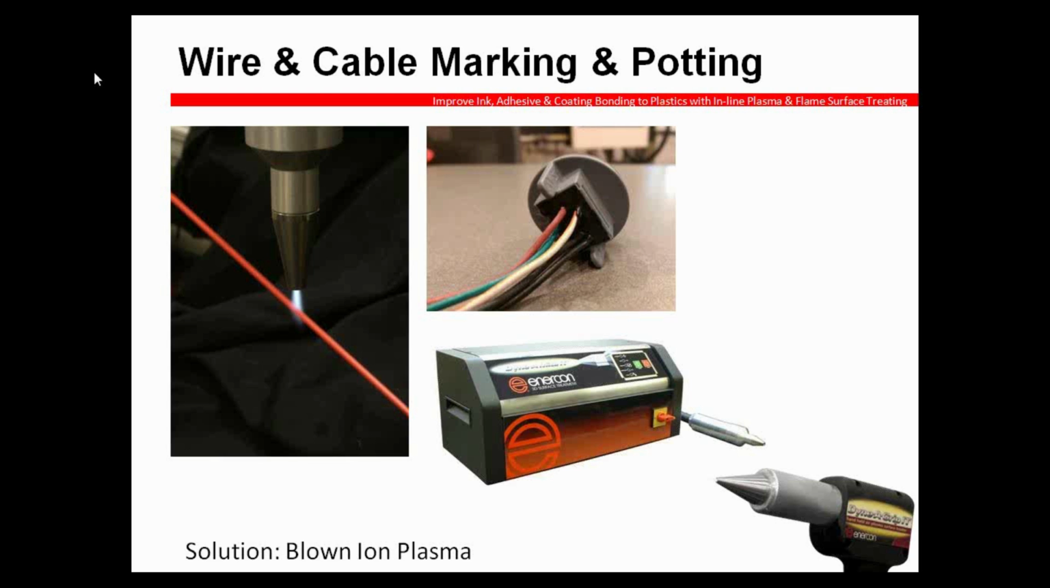Another would be potting. In the bottom right hand of your screen, you actually see that blown ion plasma in a gun form. This is a handheld version that Enercon manufactures. You may be working with a potting between wires and a plastic component. This will allow you to, by hand, treat, maybe for smaller volume assembly, and pop that wire in there for better adhesion.